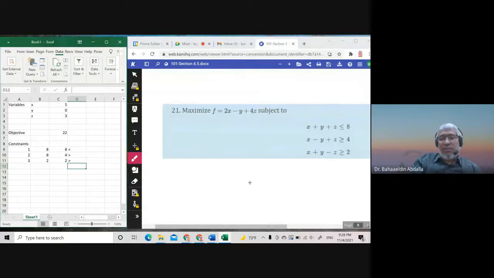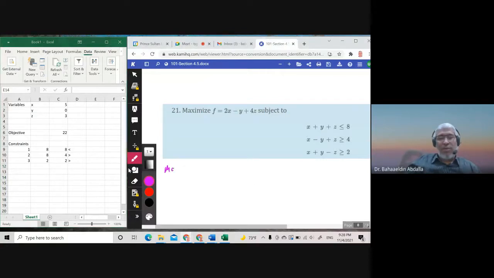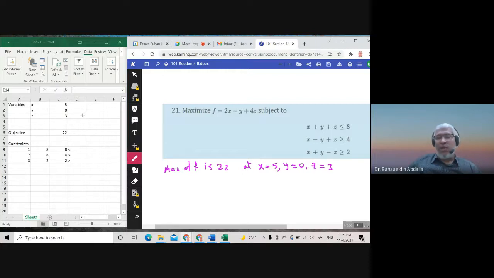The maximum, you can write now the answer, or you can copy the answer, okay. So maximum of F is 22, this number, at X equals 5, Y equals 0, and Z equals 3. As usual, let us check, put X 5, so I have 10 here. Minus zero, so that's 10 plus 4 times 3, 10 plus 12 is actually 22. So that's the answer.